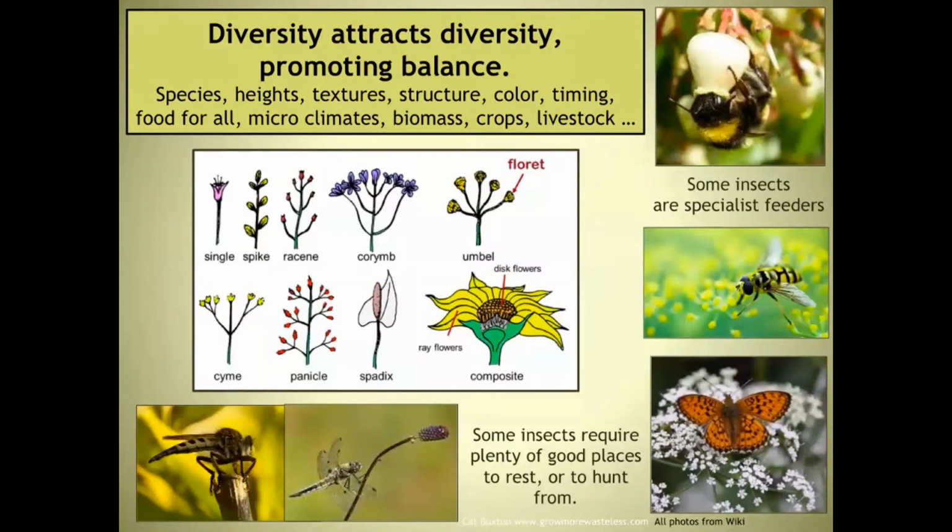Diversity begets diversity. Above the ground, below the ground, species, heights, textures, structure, color, timing, all of these things are important when we're thinking about our home gardens and our farm gardens and our public parks and our landscapes and our row crops and everything in between. The more diversity that we can get, the better. Timing of different flowers, different shapes of flowers, annual flowers, perennial flowers, grasses, forbs, which are basically any of the plants that aren't grasses. Lots and lots of diversity, just like Mother Nature has shown us to do.